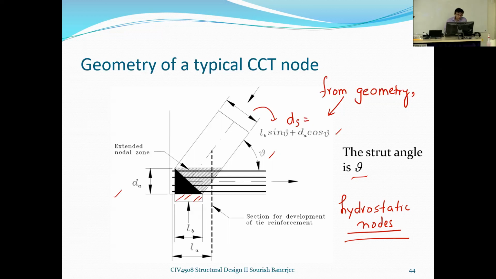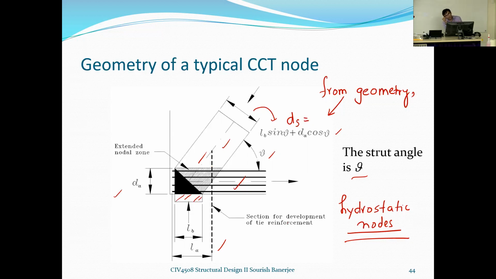Come into that node classification in a minute, but imagine that, in this particular case, this is your node and you have this tie and then you have this strut and then you have the bearing plate. So this is basically the members which are connected to the node. LA is the anchorage length. You can see section for development of tie reinforcement. It is very important. And that's your extended nodal zone. So that's a typical CCT node.